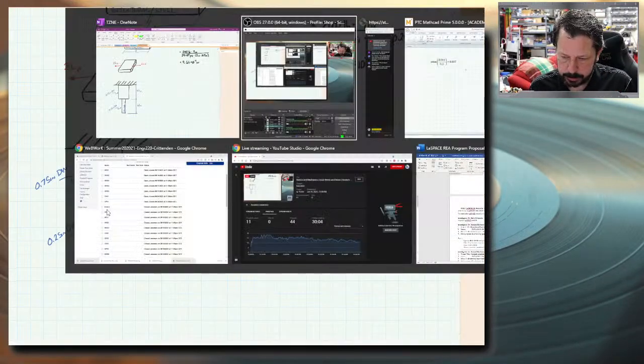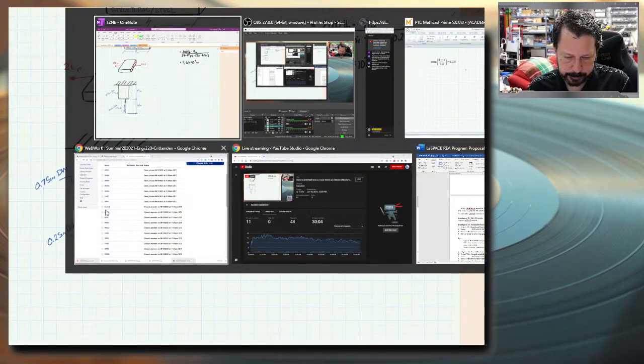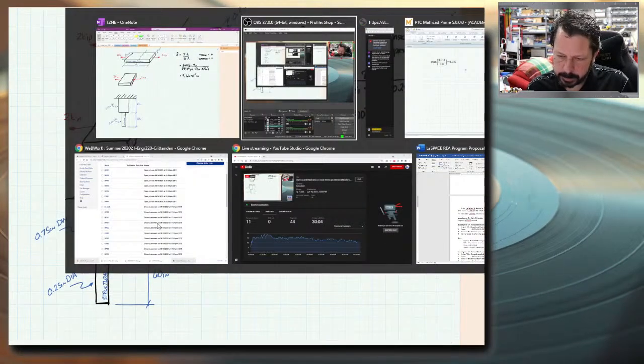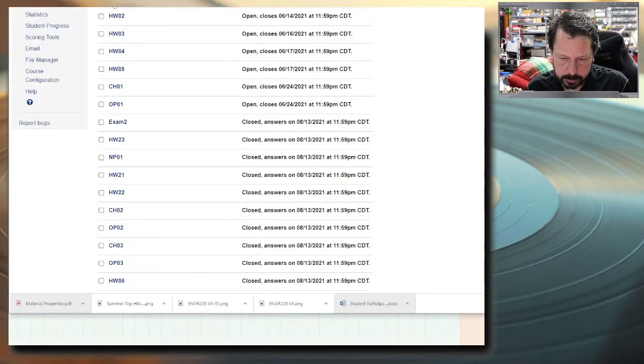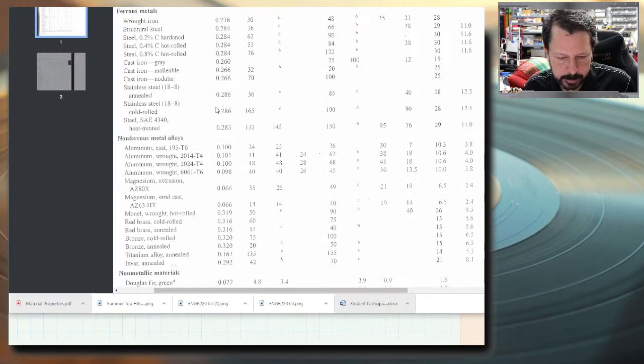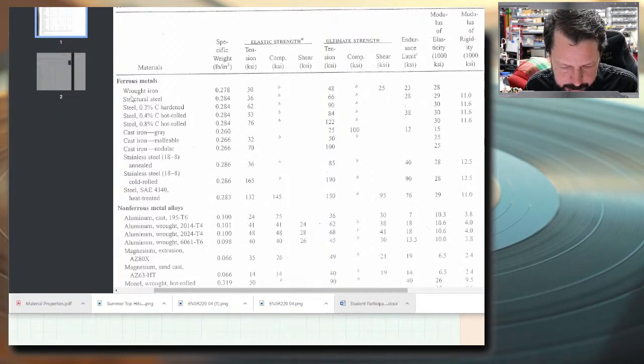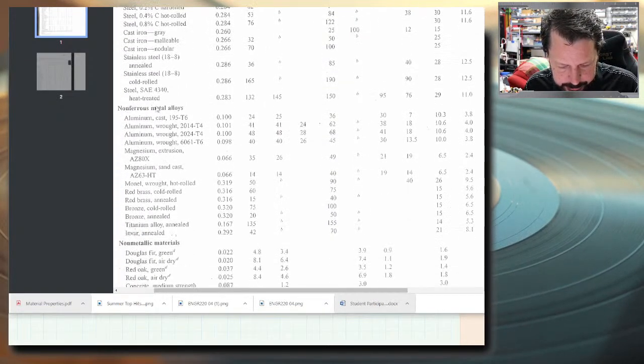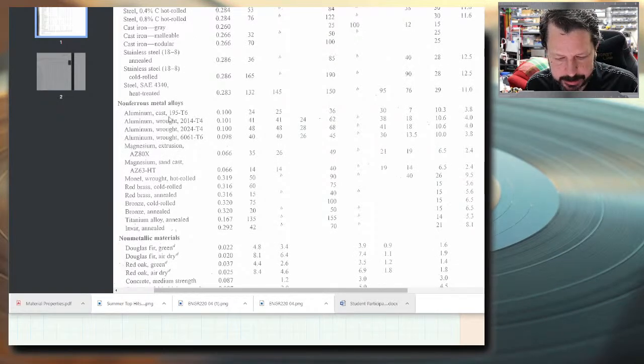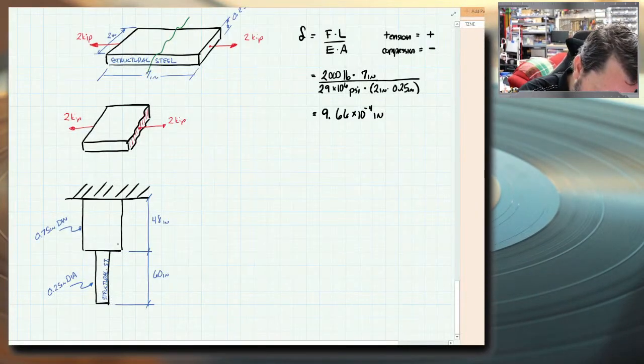Let's see what other materials. Oh, did I close them all? I think they're maybe still open. There they are. So that one's structural steel. Let's use this cast aluminum 195 T6. Let's use that for the bigger one. So 195 T6 aluminum.